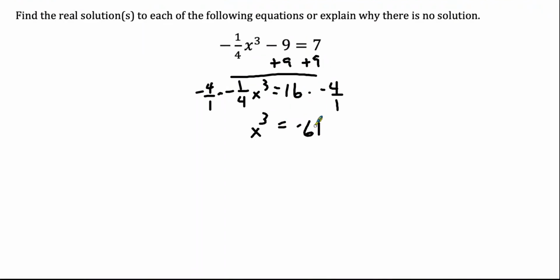Now that I have the thing that is being cubed by itself, I can undo that cube by taking the cube root of both sides. That gets us x by itself, and the cube root of negative 64 is negative 4. 64 is a perfect cube.